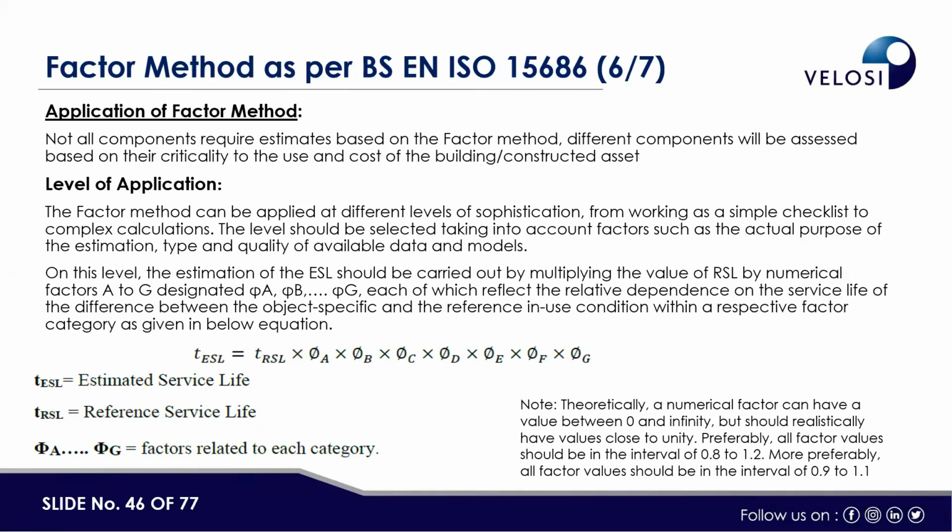Theoretically, a numerical value for a factor can be between 0 and infinity, but realistically it should have values close to unity. So preferably, we take factors based on the condition assessment as 0.8 to 1.2. But to get a more preferable value, the code suggests taking values between 0.9 and 1.1: 0.9, 0.91, 0.95, 0.97, 1, 1.01, 1.05, up to 1.1. We can take the values based on our condition assessment, judgment, and visual inspections.